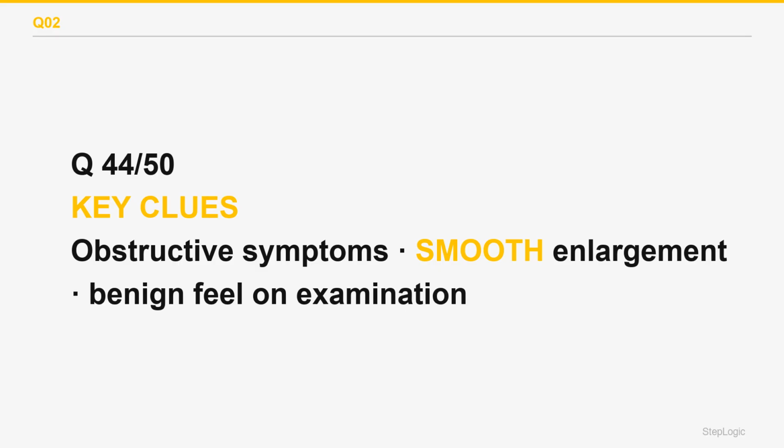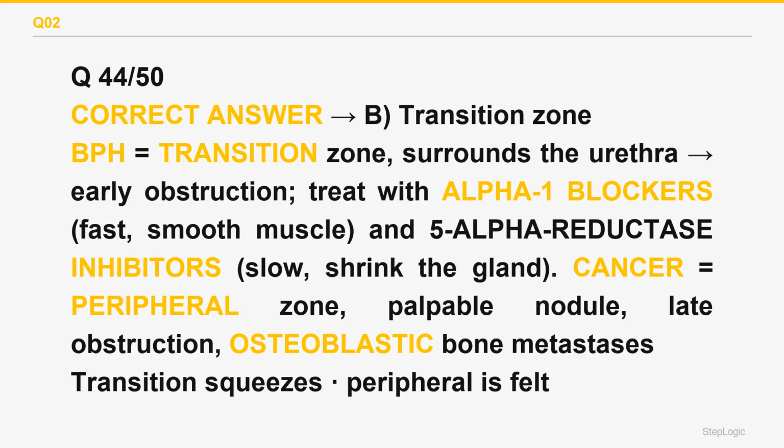Prostate carcinoma arises in the peripheral zone, away from the urethra and adjacent to the rectum, so it is palpable as a hard nodule on rectal examination, but causes obstruction only late, which is why it is often asymptomatic when curable. The smooth, non-tender enlargement described fits hyperplasia, excluding choice A. The correct answer is B.